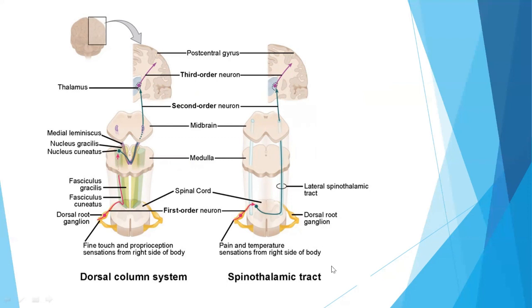Similarly, talking about the spinothalamic tract. The difference between the DCML and the spinothalamic tract is that the spinothalamic tract crosses at the same level of the spinal cord, but the DCML crosses at the level of the medulla, and everything else is the same.